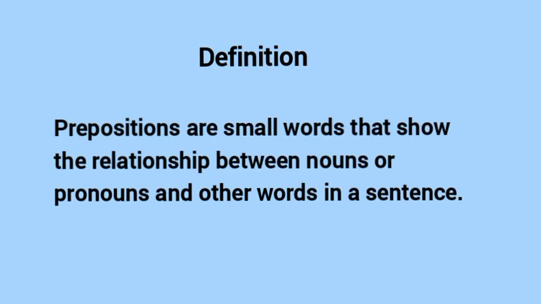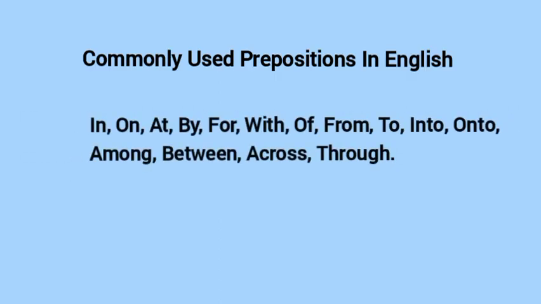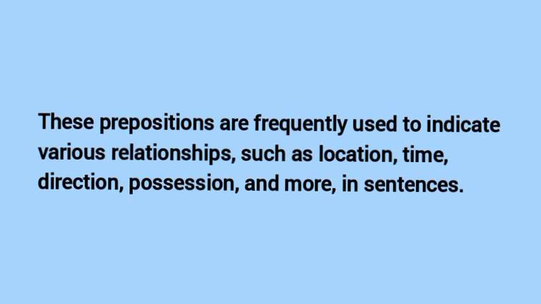Definition. Prepositions are small words that show the relationship between nouns or pronouns and other words in a sentence. Commonly used prepositions in English: in, on, at, by, for, with, of, from, to, into, onto, among, between, across, through. These prepositions are frequently used to indicate various relationships, such as location, time, direction, possession, and more, in sentences.